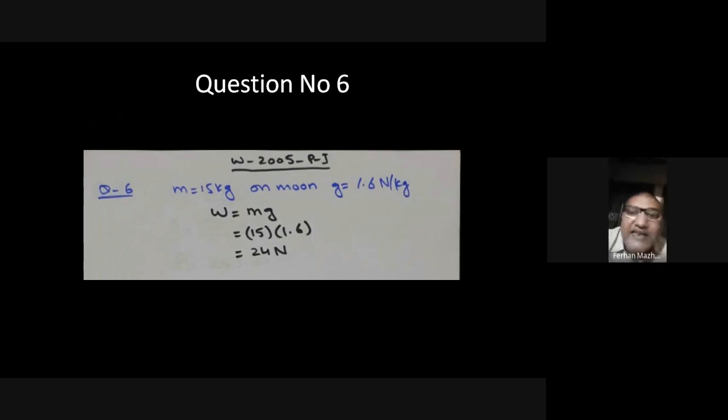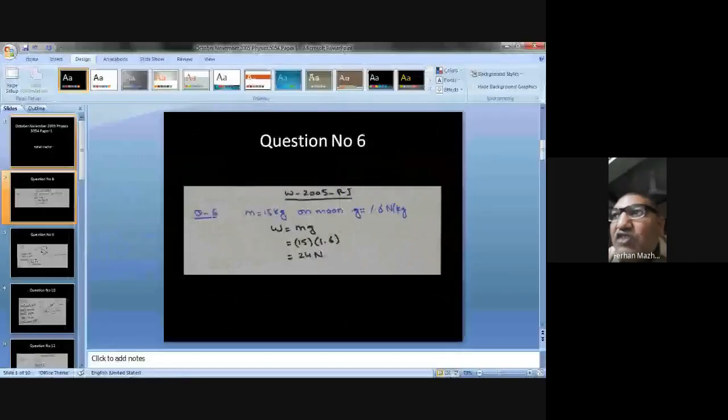The weight I can calculate. The weight is equal to mg. The m value will be 15. The g value on the moon is 1.6. So the weight will be 24 newtons.